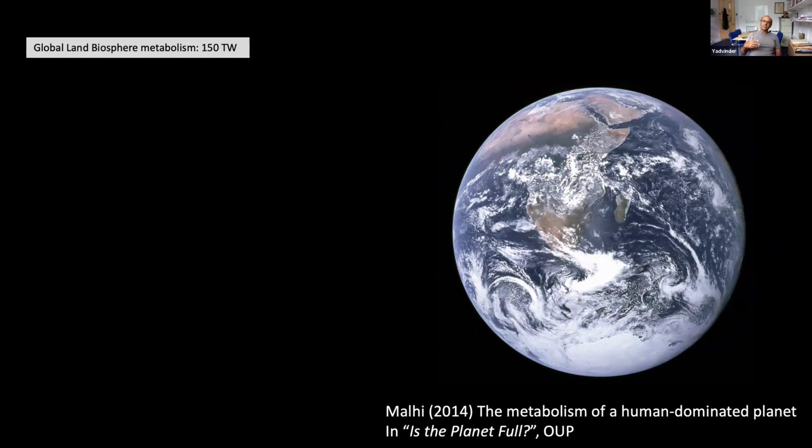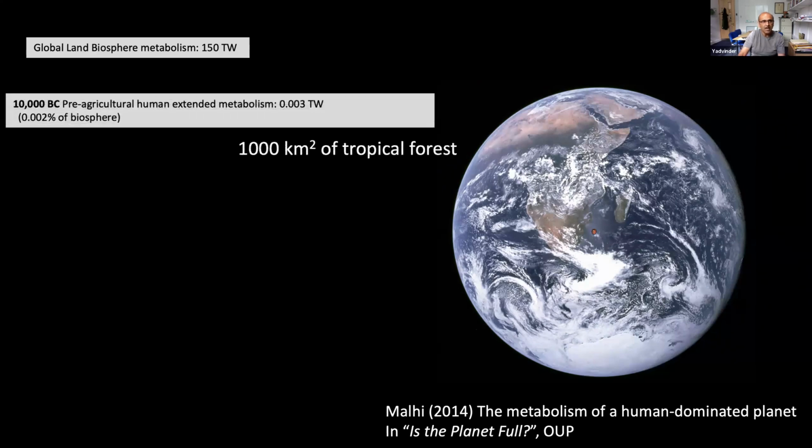So the total amount of energy flowing through the land surface is around 150 terawatts. That's the total amount of energy that flows through by the process of photosynthesis on the land surface. And if we compare this to the amount of energy flowing through humanity, we can calculate this for pre-industrial humanity around 10,000 years ago, when everybody on Earth was a hunter-gatherer, and we had a much smaller population. And we can do the calculations, and we find that the total amount of energy flowing through hunter-gatherer human societies globally was around 0.002% of the energy flowing through the terrestrial biosphere.